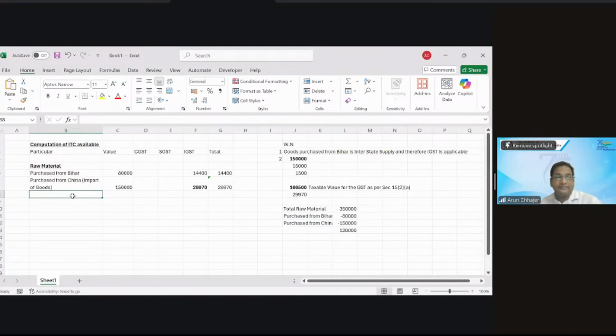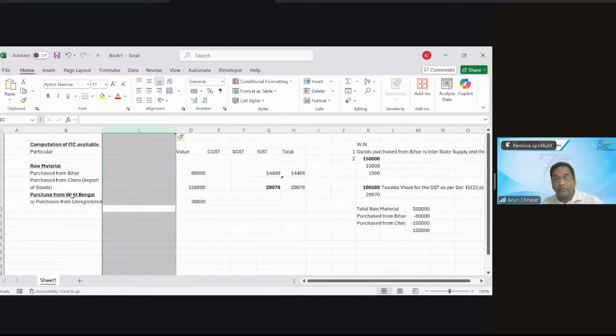Now we'll say that purchase from West Bengal. See, first I can say purchase from unregistered. Quickly confirm. Can I say if I purchase the goods from unregistered, I need to pay the tax under RCM?